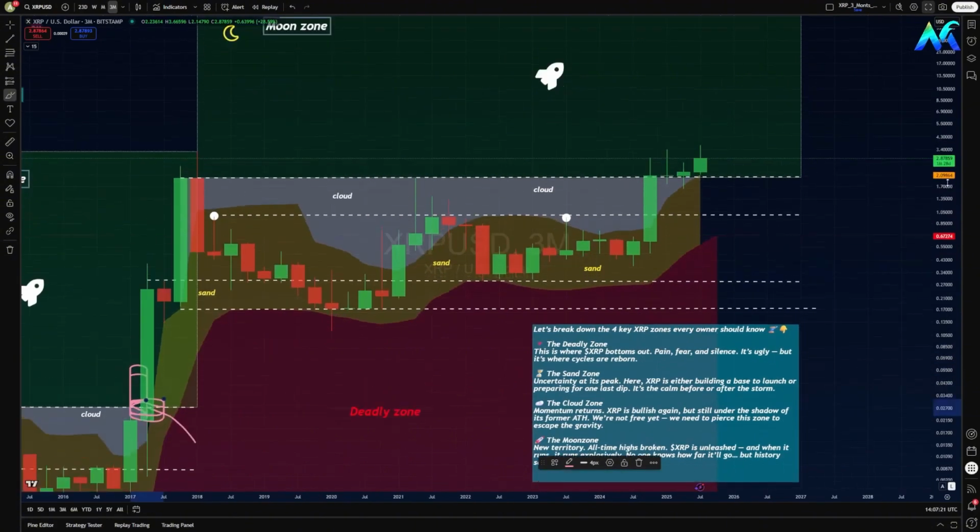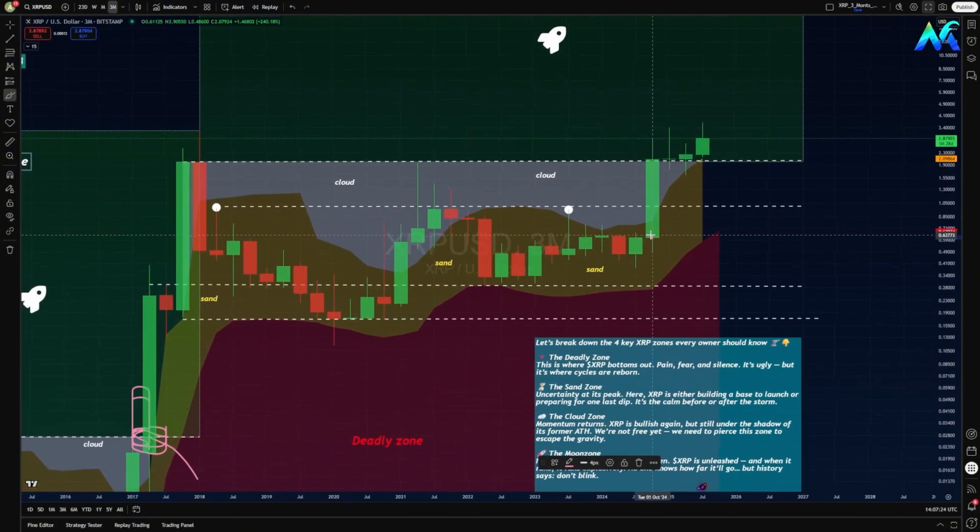But here, look what happened. Here, we did the same. We went straight into the moon zone, and then we came back to retest the cloud as a support with this very thick candle. Then again, with this candle, we tried to penetrate the cloud again, but we managed to close above it and to stay in the moon zone. And that's why this structure is very, very strong for XRP. And this is what made us have a new all-time high, right?